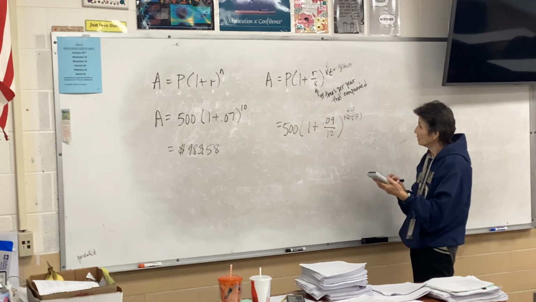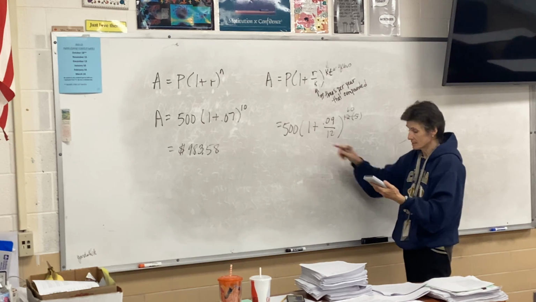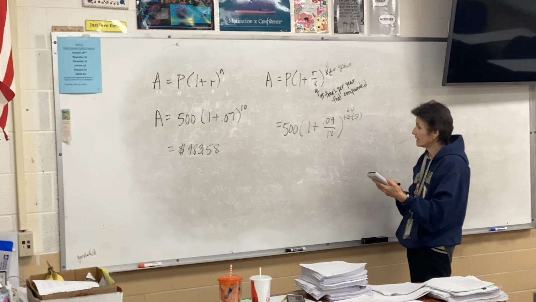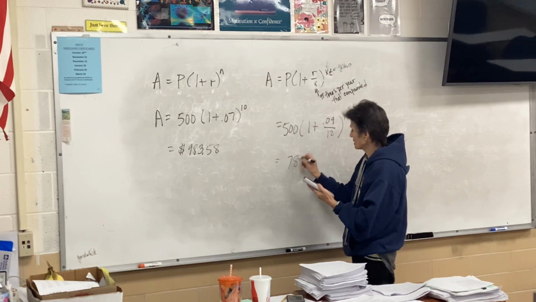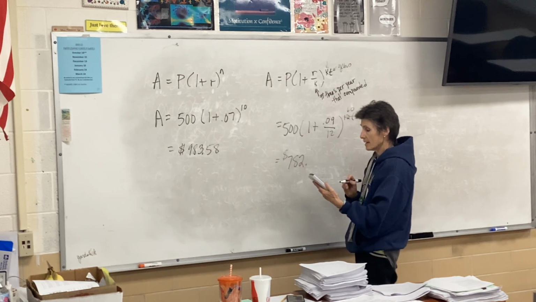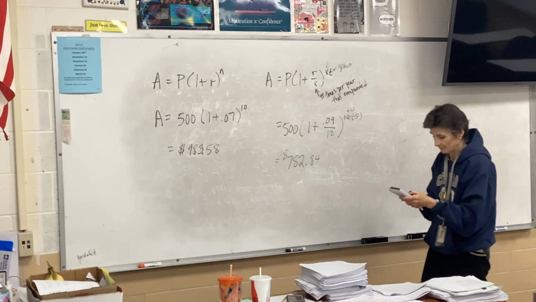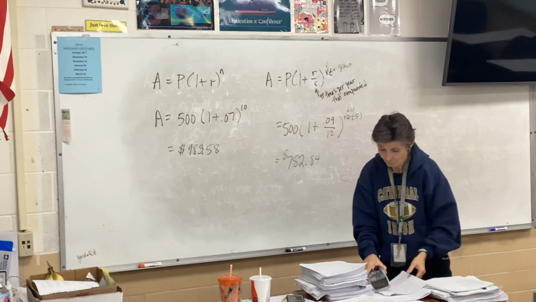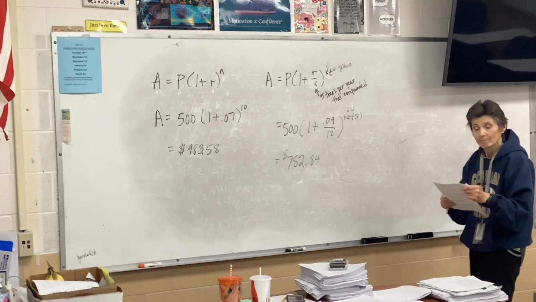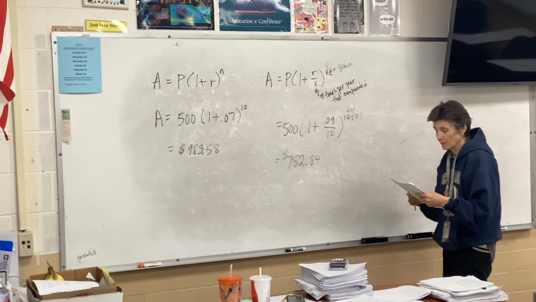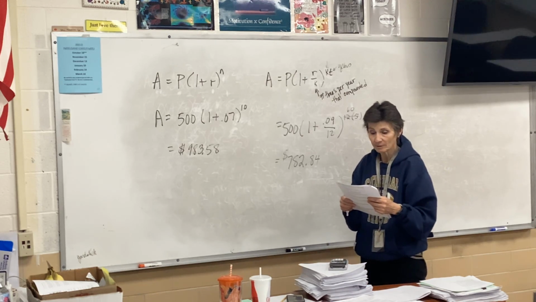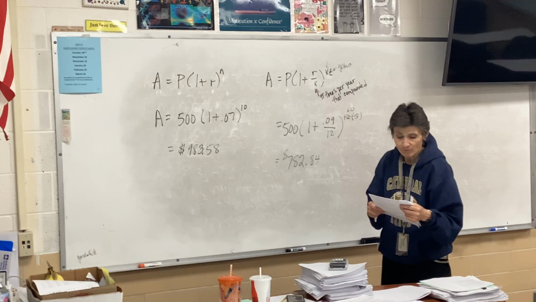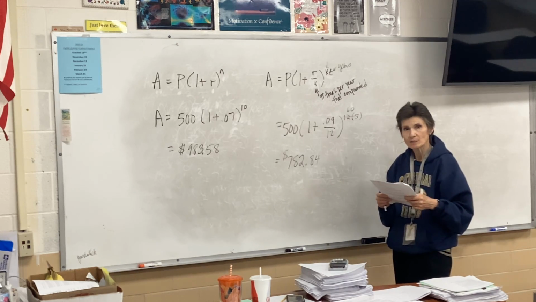So 500, parentheses, 1 plus 0.09 divided by 12, raised to the 60th. Don't forget parentheses. I think that investment's gonna be worth $782.84. All right, number 3. Judy has $500 to invest at 9% annual interest compounded monthly. How long will it take for her investment to grow to $3,000?